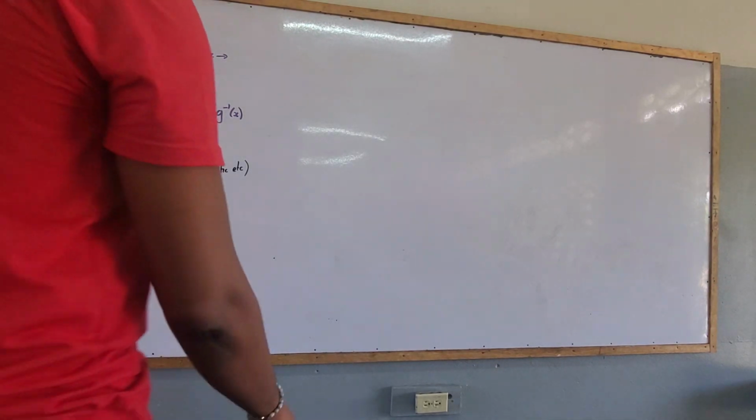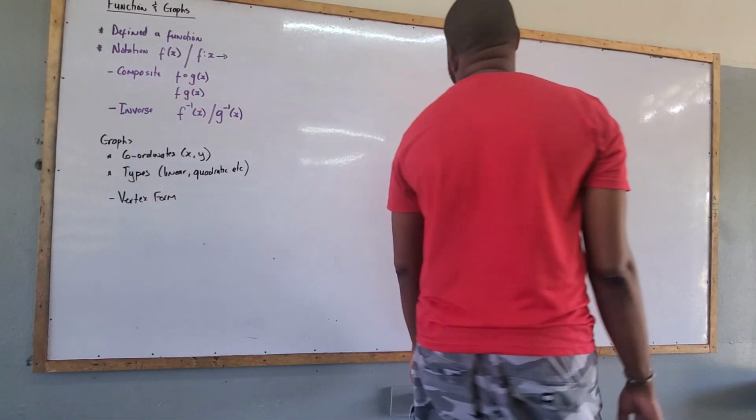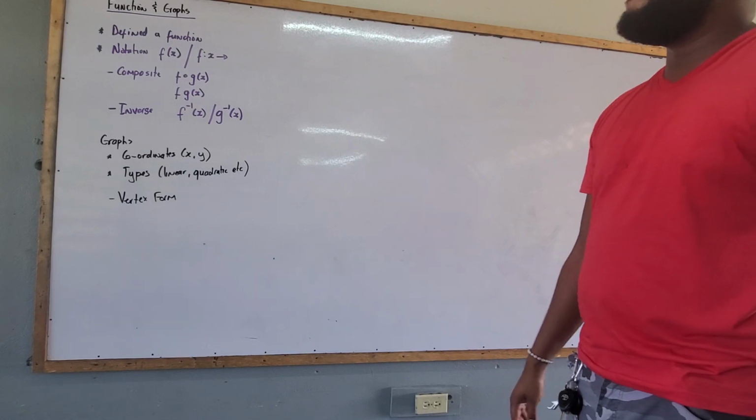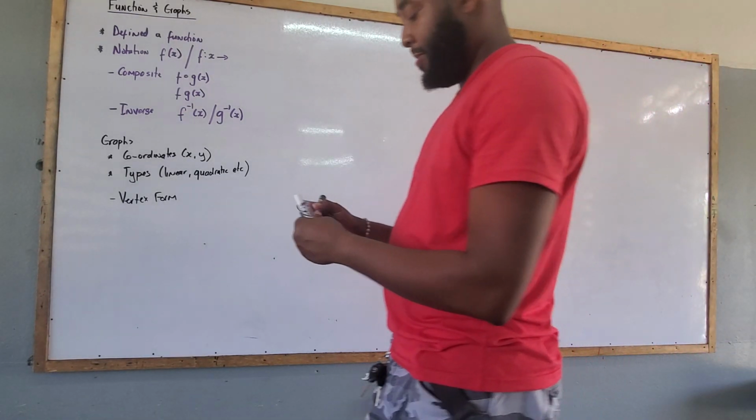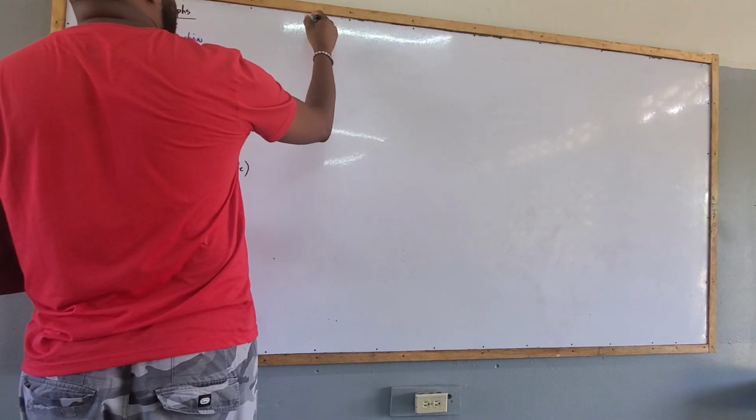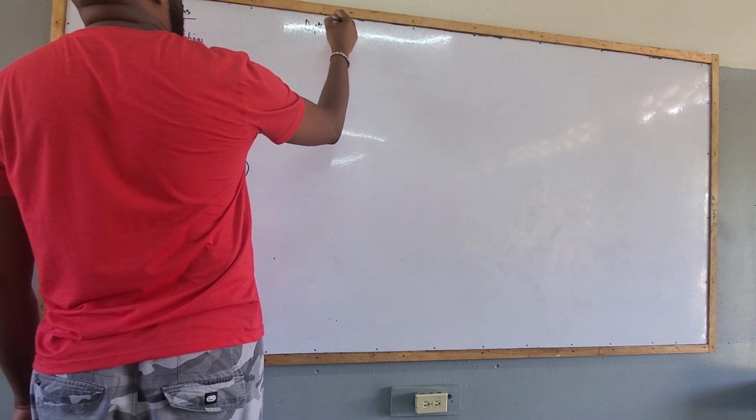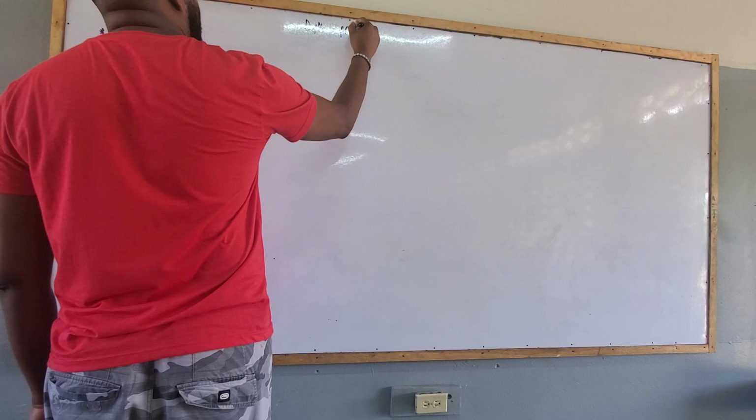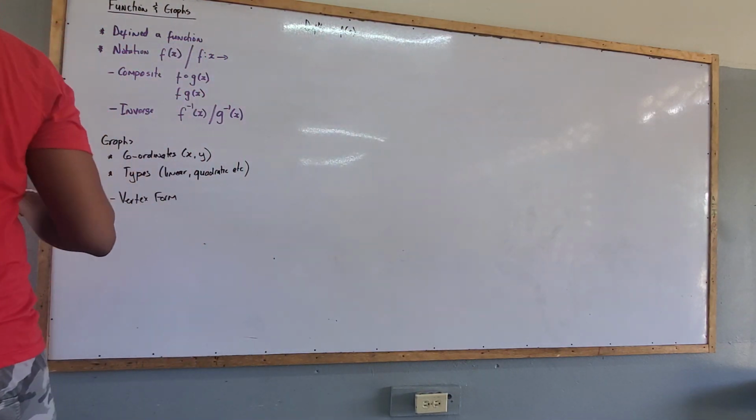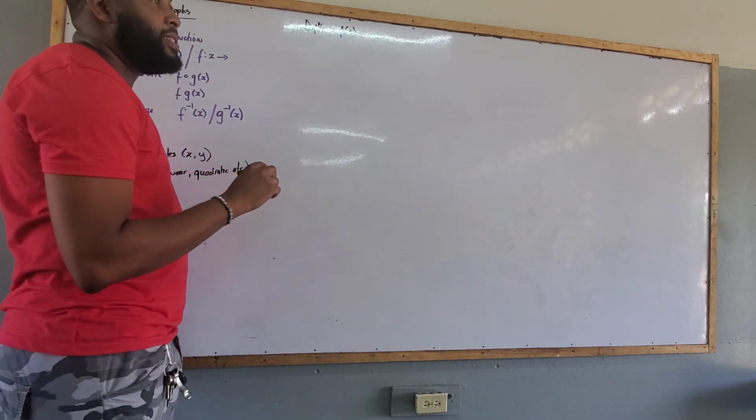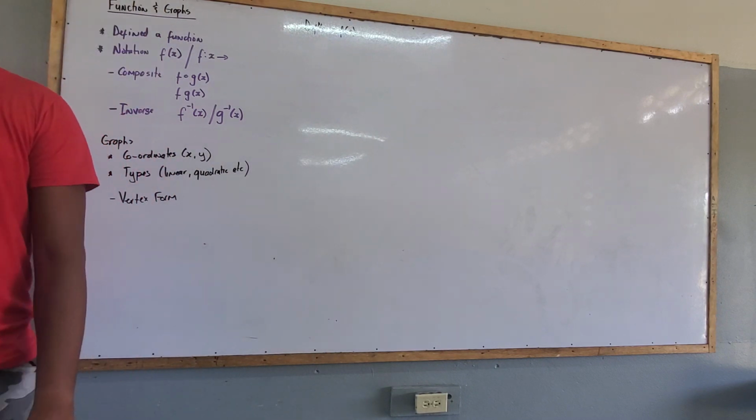Alright, so where are we going to start? Let's run back through this. So, definition of a function, f of x. Using our notation, a function is defined as a relation where two things happen.